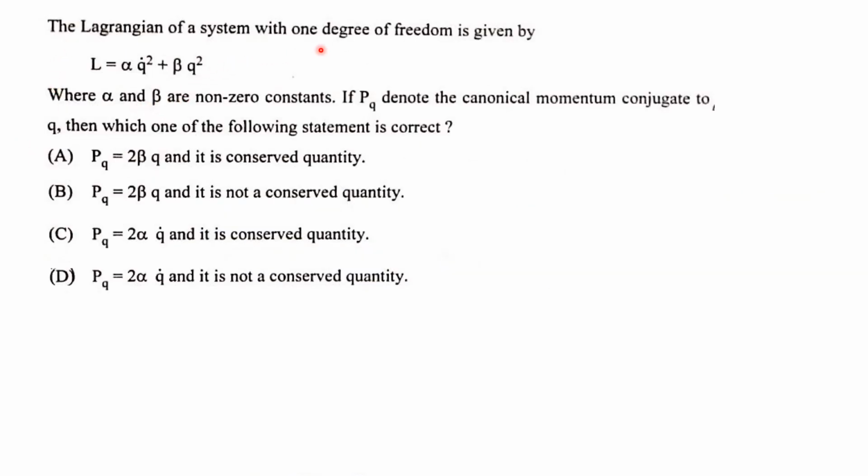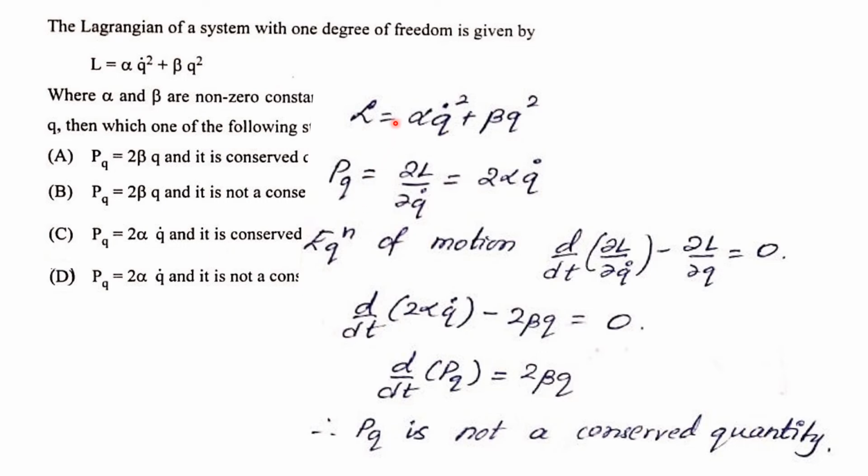The Lagrangian of a system with 1 degree of freedom is given by L is equal to alpha q dot square plus beta q square, where alpha and beta are non-zero constants. If pq denotes the canonical momentum conjugate to q, then which one of the following is correct? So given L, pq is the canonical momentum conjugate to coordinate q. Here momentum pq can be written as dou L by dou q dot. That is differentiation of L with respect to q dot, which is 2 alpha q dot. Therefore value of pq is 2 alpha q dot.